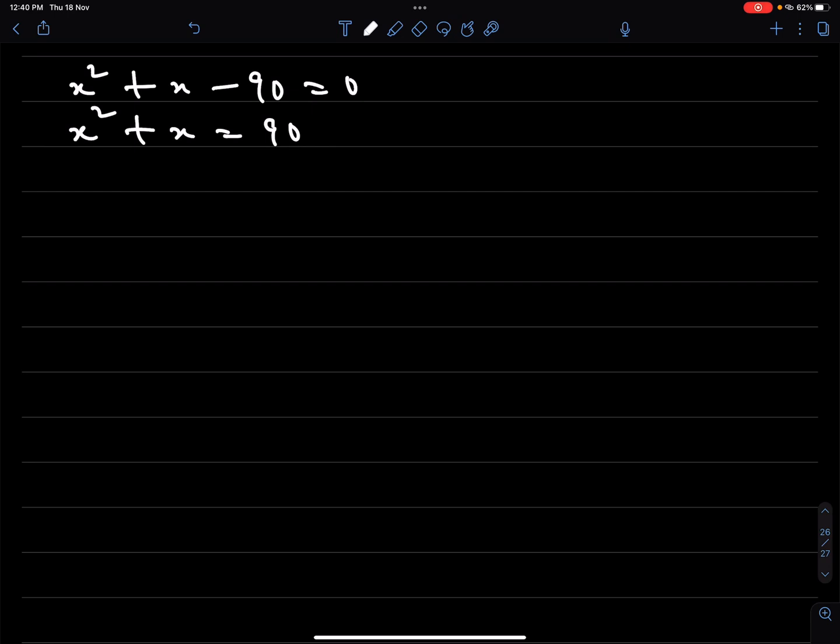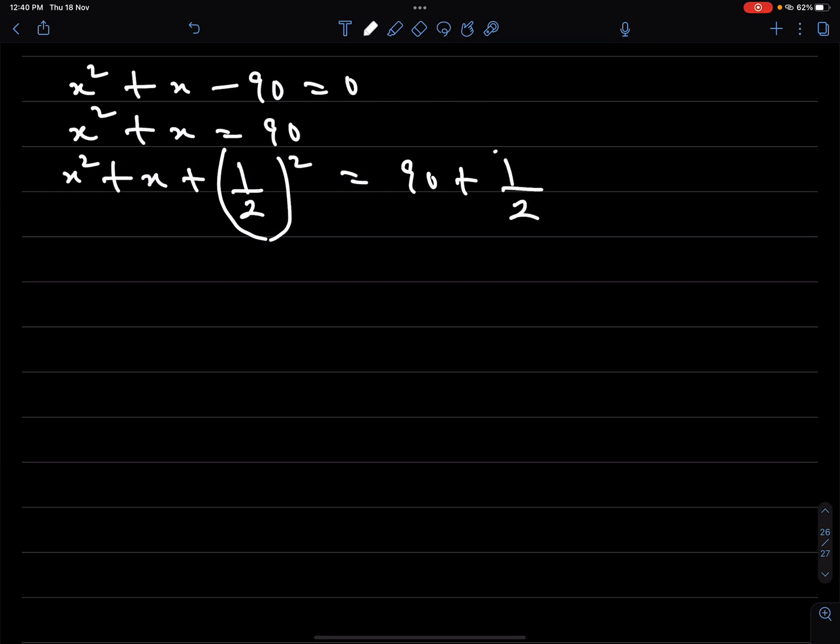Now I'll add the square of half the coefficient of x to both sides. The coefficient of x is 1 and half of that is 1 over 2. So the square of half the coefficient of x will be 1 over 2 squared. And now I'm adding that to both sides. That simply means x squared plus x plus 1 over 2 squared equals 90 plus 1 over 2 squared.